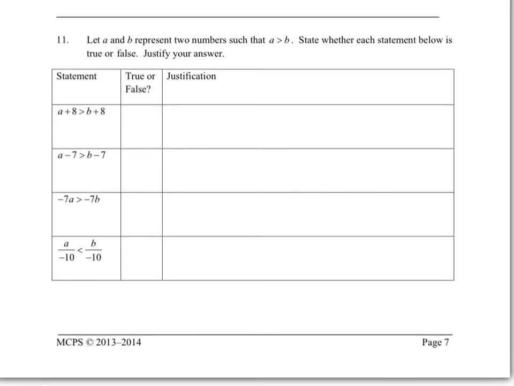All right, question 11. Let A and B represent two numbers such that A is greater than B. State whether each statement below is true or false. Justify your answer. So there's many different ways to do this. I like the way of solving and seeing what happens. If we look at the first one, A plus B is greater than B plus A. To get A by itself, I'm going to subtract B on both sides. And what I see is that these cancel out and I'm left with A is greater than B. Since that's what we're looking for here, this is going to be true.